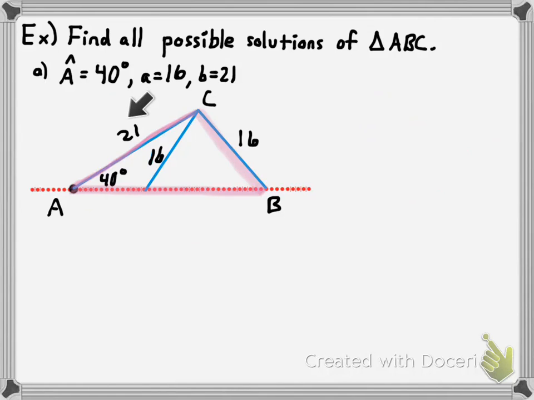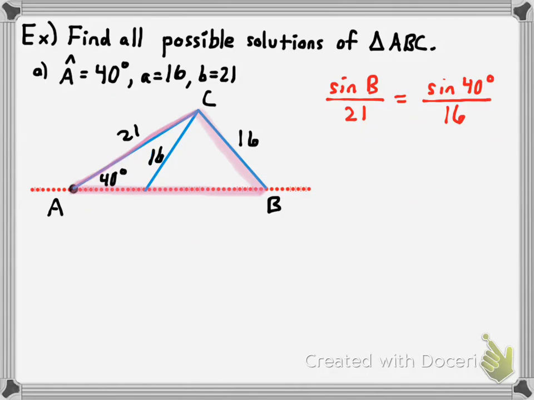The next measurement we could find with the sine rule would be the opposite angle to that side. We would be able to find angle B. And the way that we're going to do that is we're going to use the sine rule. We're going to say that the sine of B over its opposite side, 21, equals the sine of 40 degrees over its opposite side, 16.